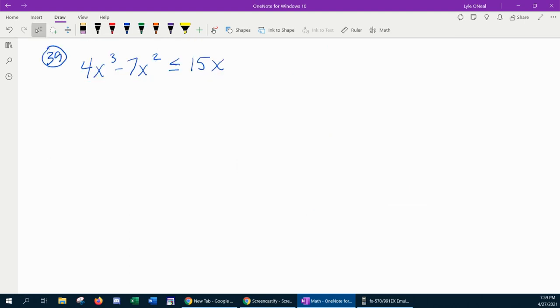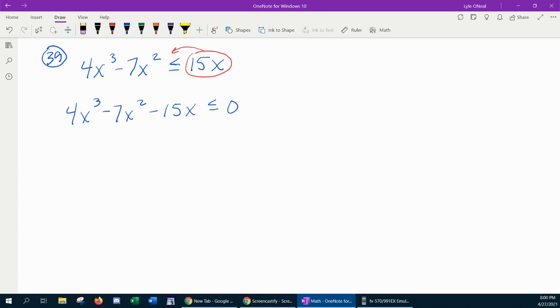Next example, number 39. This time we have a cubic inequality because the biggest exponent is a 3. Step number 1 says we need to make one side 0. So I'm going to bring the 15x over. That'll make the right-hand side 0. And that'll give me 4x cubed minus 7x squared minus 15x less than or equal to 0. It is better if you write your polynomial in descending order. That's just good math etiquette.